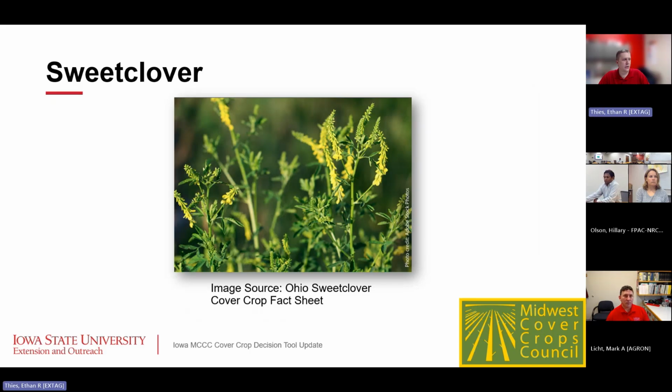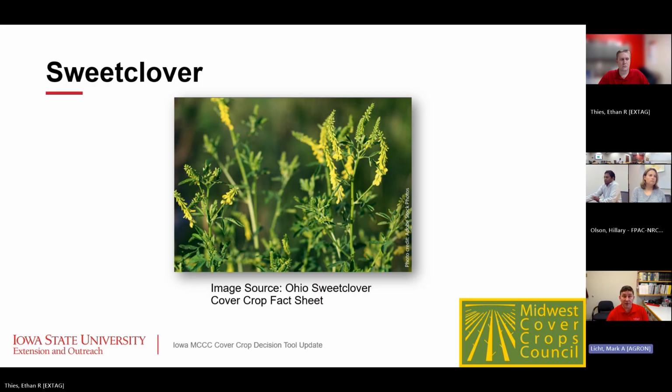This is our last legume. We have sweet clover. Yeah, so sweet clover, this one again can fix a fair amount of nitrogen. So that's a very big positive for it. It is a soil builder, and part of that's just because its root system can be pretty extensive, as well as it has the ability to be grazed, especially in a mixture again.